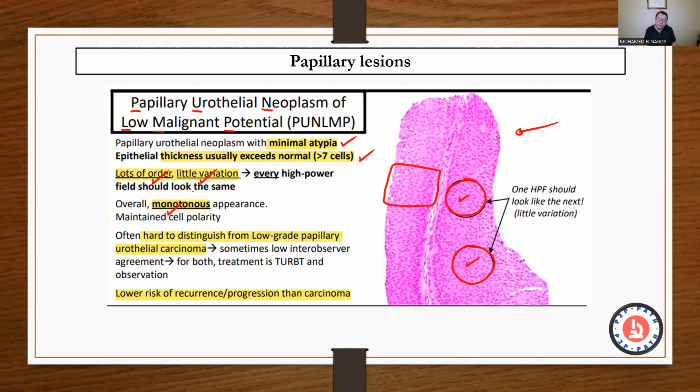Why don't we call it papillary or low-grade papillary urothelial carcinoma? Well, sometimes this is a gray zone. You might see some variation between pathologists.